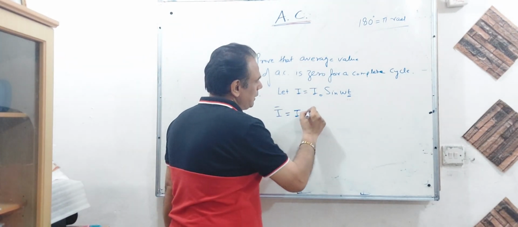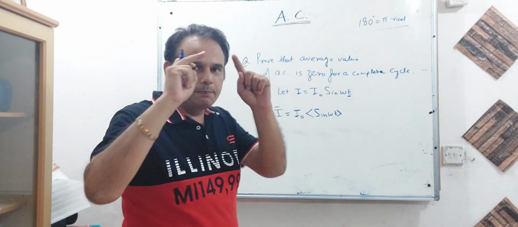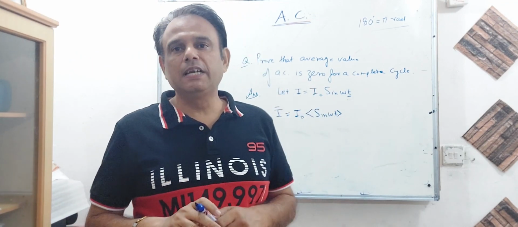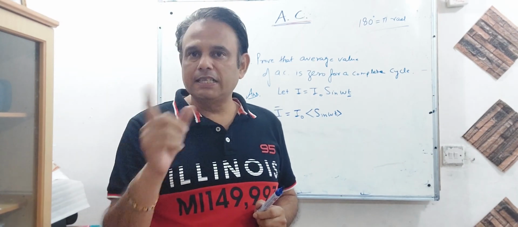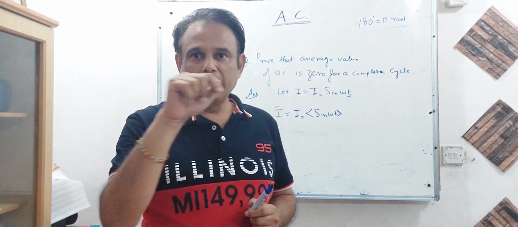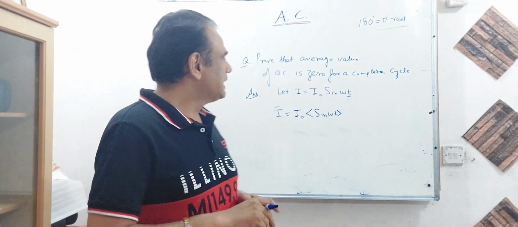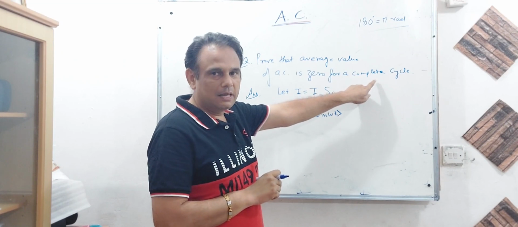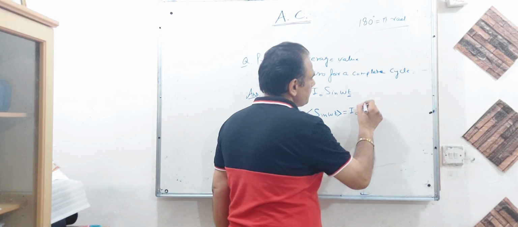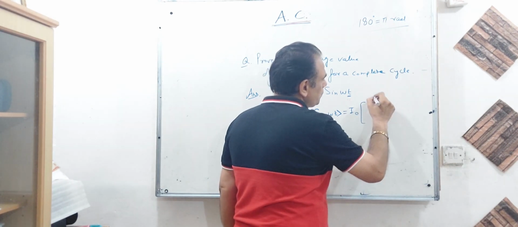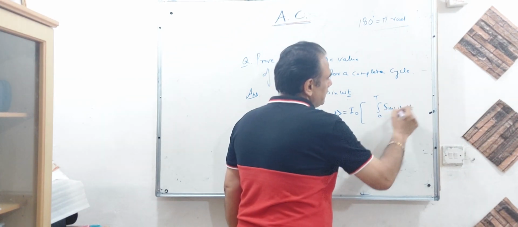I naught is constant; only this function sine omega t depends on time, so I kept it in a special bracket. I naught doesn't depend on time, so it is outside. So the average bracket of f t is clear. Now the formula. Since we are doing it for a complete cycle, it means 0 to T. So it will be I naught integration 0 to T, the function sine omega t given to us, dt divided by T.